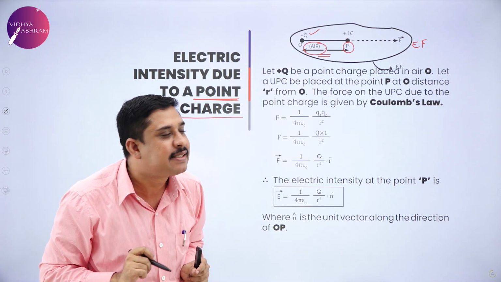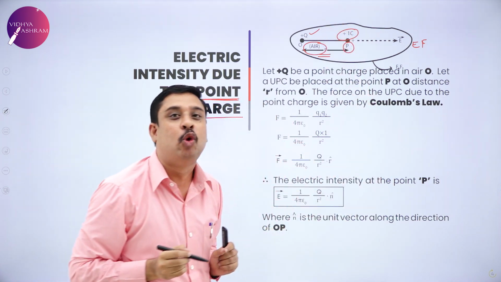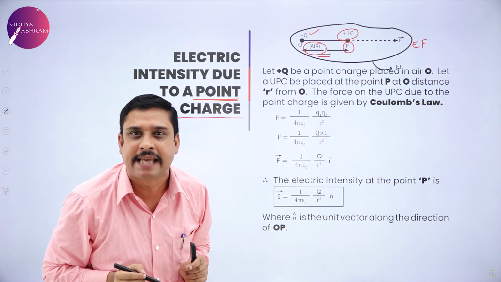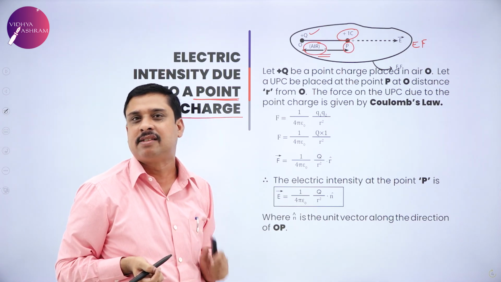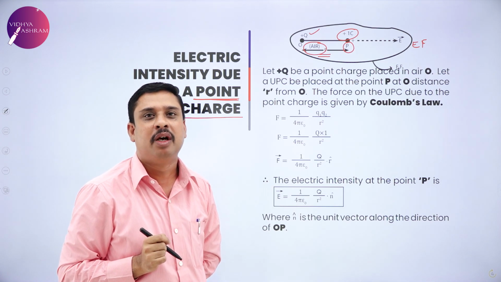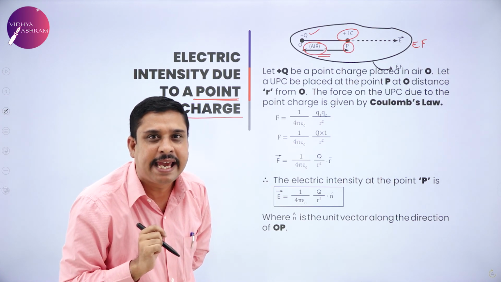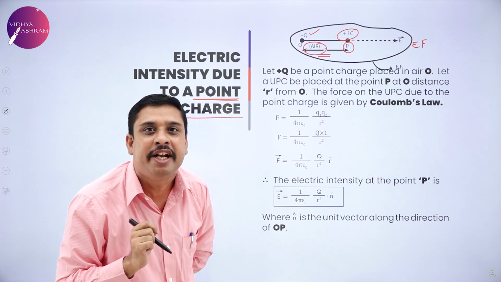What is placed at P? A charge of plus 1 coulomb, a unit positive charge (UPC). Its significance I will discuss shortly. A charge of plus 1 coulomb, UPC, is placed at the point P.